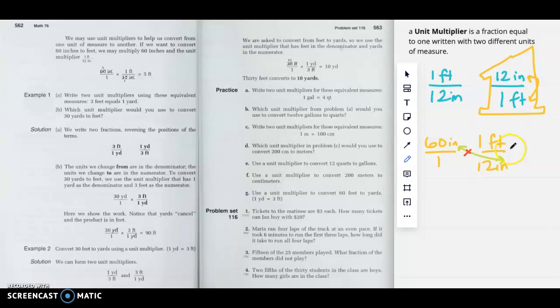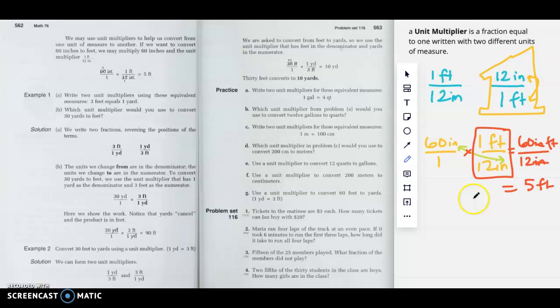So 60 inches times 1 foot is 60 inches and foot, right? We multiply 1 times 12 inches, you get 12 inches. Well, inches cancel out, and now we can reduce this fraction. 60 feet over 12 is equivalent to 5 feet. So we just converted 60 inches to 5 feet, using the unit multiplier right here, 1 foot over 12 inches.